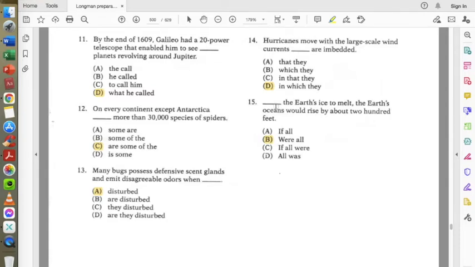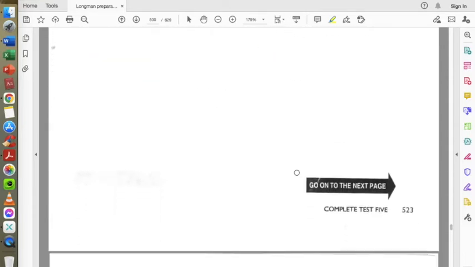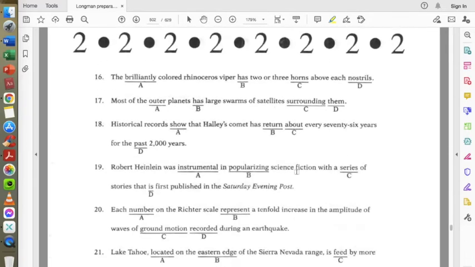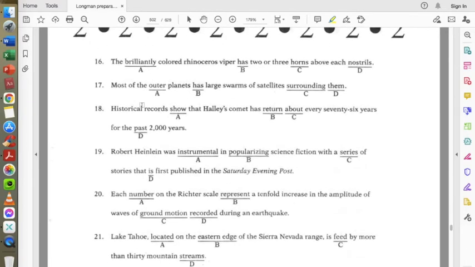So the if clause can be phrased in two different ways. We can say were all the Earth's ice to melt, or if the Earth's ice were to melt, or if the Earth's ice melted. We still want to use were because that's the default be verb for the second conditional, or the present unreal conditional. Let's go on to the next part, which is choosing the incorrect word.